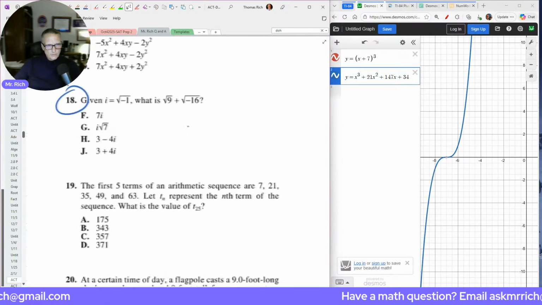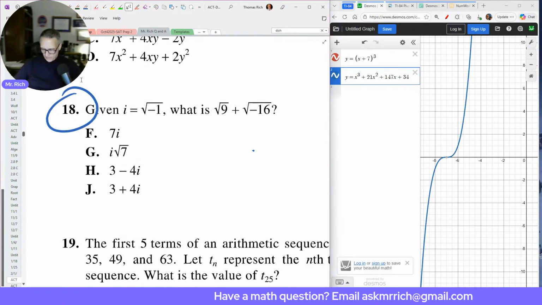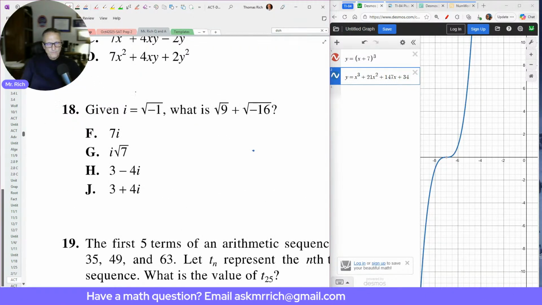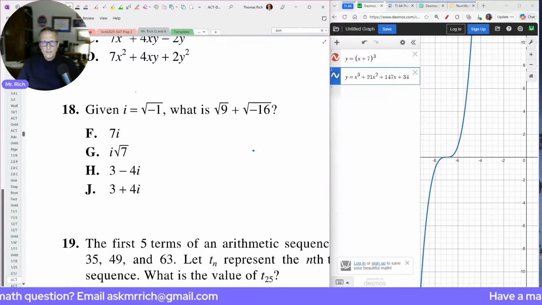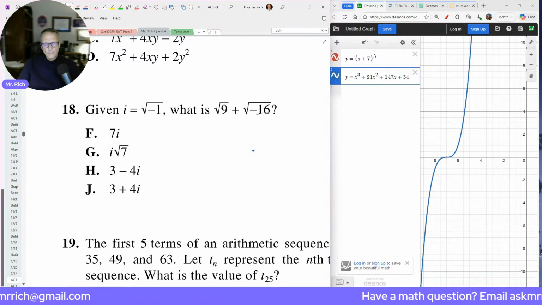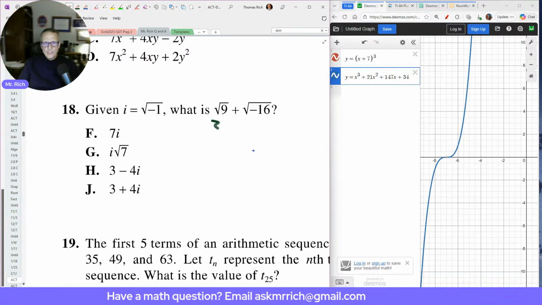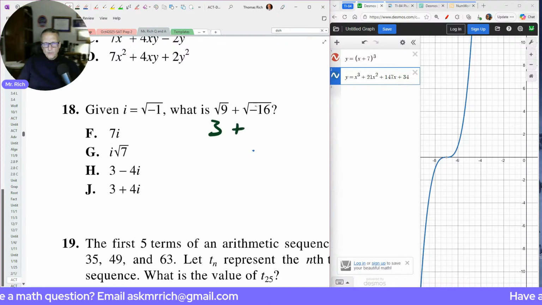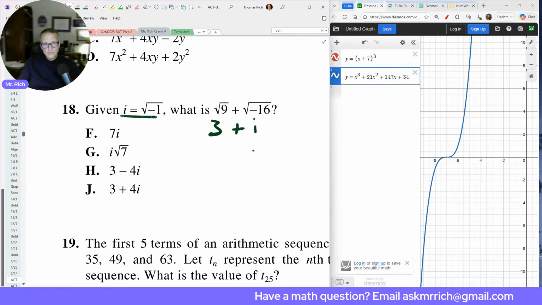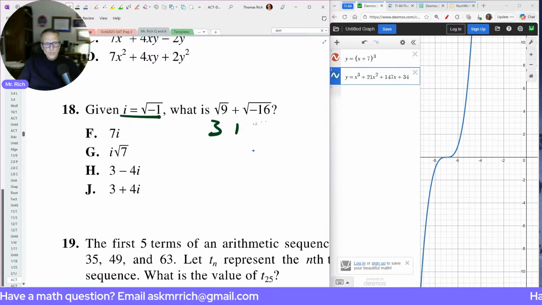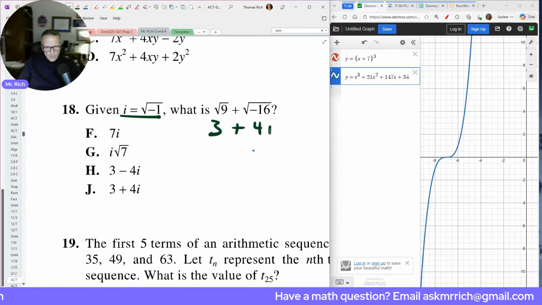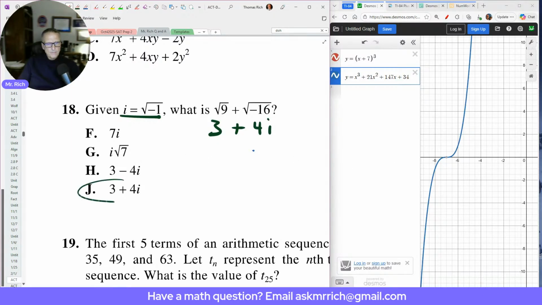Well, I'm glad that this one popped up because this is a complex number problem. So they tell us that i is the square root of minus 1, and they want us to do the square root of 9 plus the square root of minus 16. Well, we know that that's a 3. And this, I hope that you know that if you have the square root of a negative, you bring that negative out as an i because of i being the square root of negative 1. And then you take the square root of 16, which is 4. So this is 3 plus 4i right there. And that's going to be my answer.